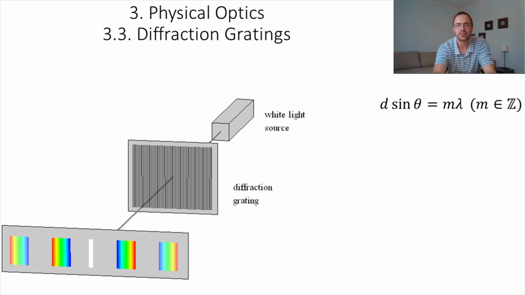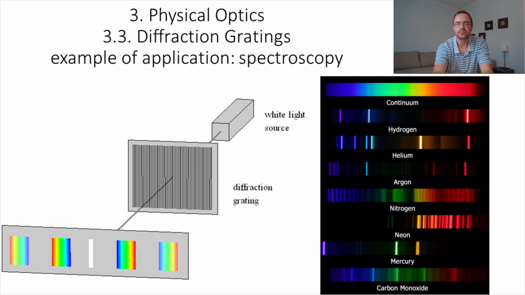So on this schematic, for example, you have the bright spot at the center, which corresponds to m equals 0. So for m equals 0, all the angles for the different lambdas are 0, so you just get white light in the center. But then you have a series of colors on both sides corresponding to m equal plus or minus 1, and then another series for m equal plus or minus 2, and so on.